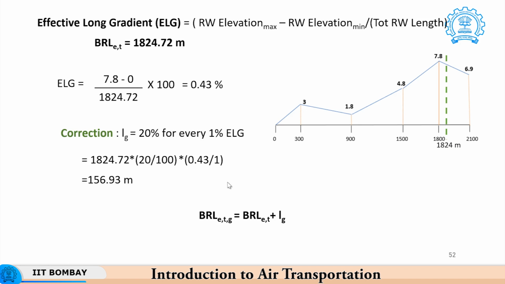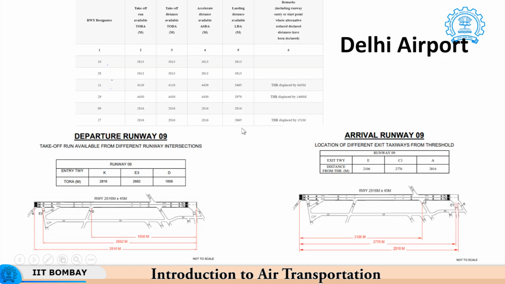So, the corrected length with gradient is equal to the corrected length plus the gradient correction. The correction is coming based on the gradient. It is 1824.72, which we got earlier for the altitude correction and temperature correction together, and then you add to that 156.93 meters because of the gradient. So, the final answer is 1981.63.